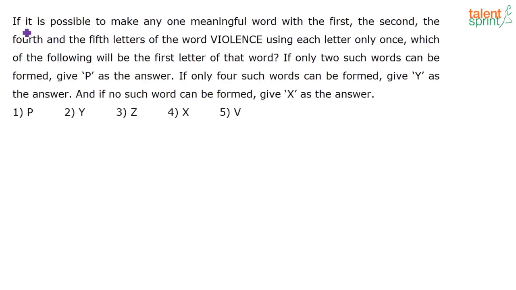Similar question. If it is possible to make any one meaningful word with the first, the second, the fourth and the fifth letters of the word violence, using each letter only once, which of the following will be the first letter of that word? If only two such words can be formed, give P as your answer. If only four such words can be formed, give Y as your answer. And if no such word can be formed, give X as the answer. So, what is the word given here?